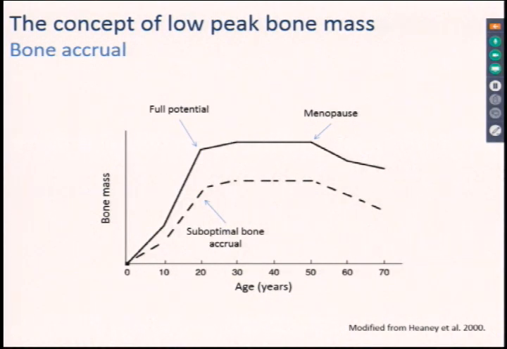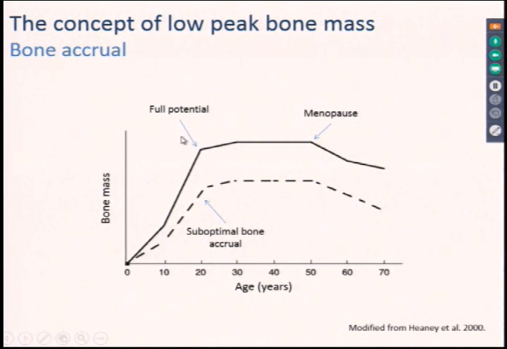The other factor to keep in mind is the concept of low peak bone mass. I'm going to look at the solid line first, okay? We accrue most of our skeleton in our late teenage years. Girls a little bit sooner than boys, but by the time we're about 18 to 20, we're done building bone. We've accrued all of our skeleton. And that is what we call peak bone mass or full potential.